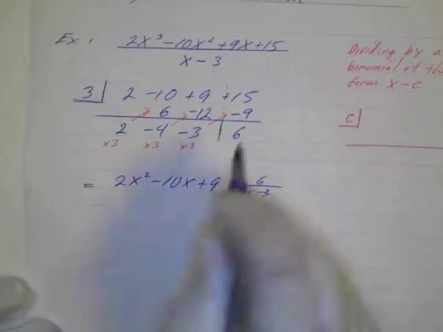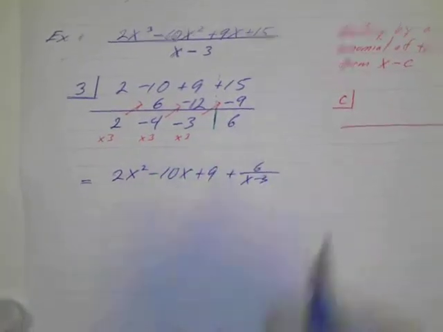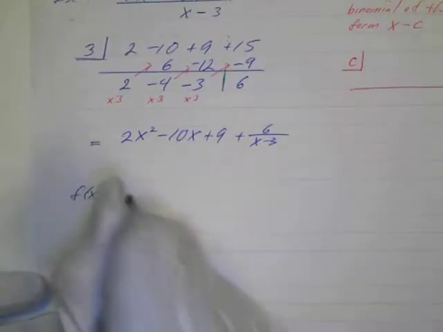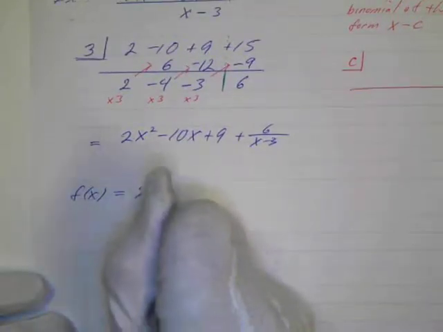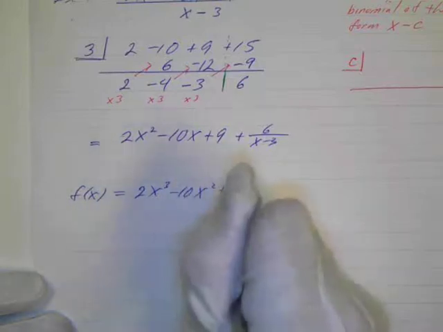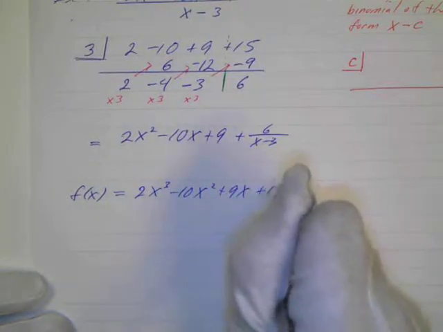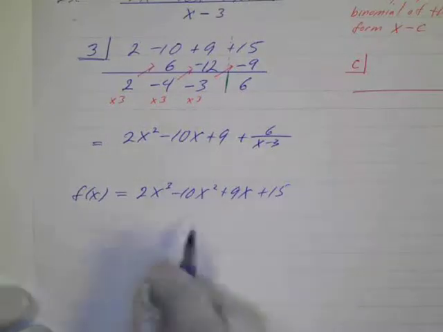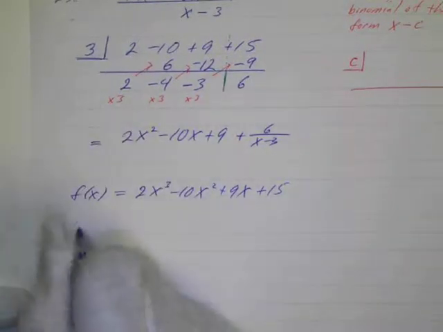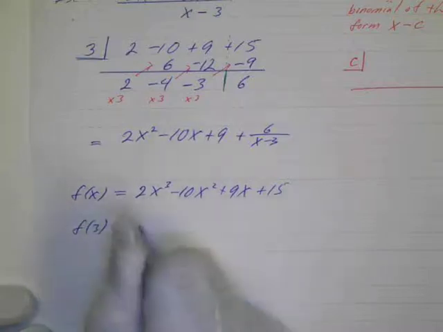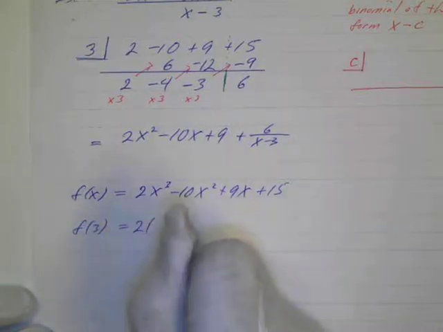Now, we talked about this before. If we do have a remainder, if we wanted to evaluate this function, let's say we had f of x equals 2x cubed minus 10x squared plus 9x plus 15, this process is sometimes called synthetic substitution. If I wanted to evaluate f of 3, I would put that in, so every time I saw an x, I would put a 3.